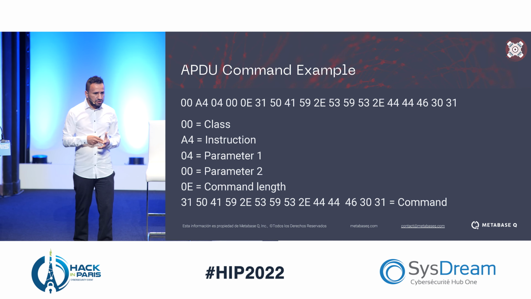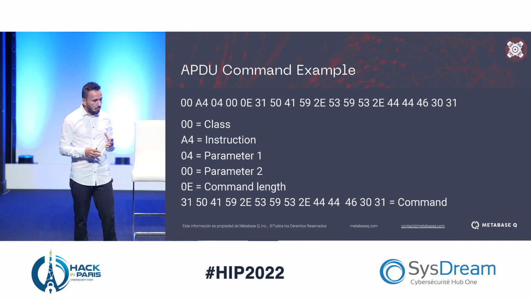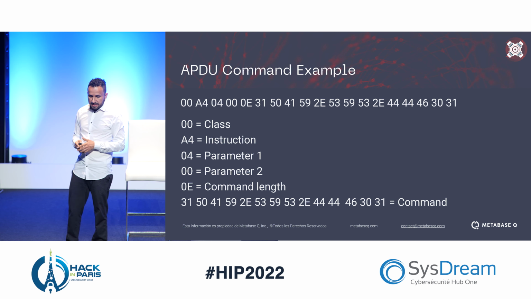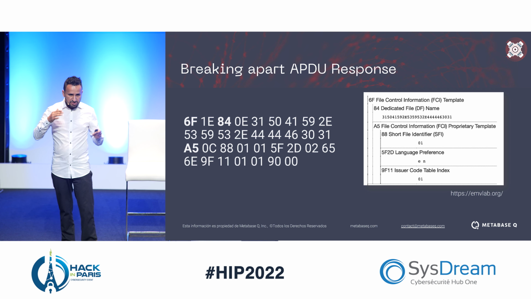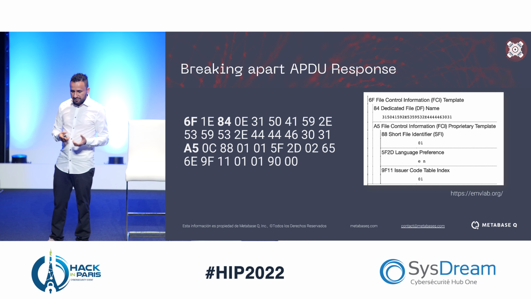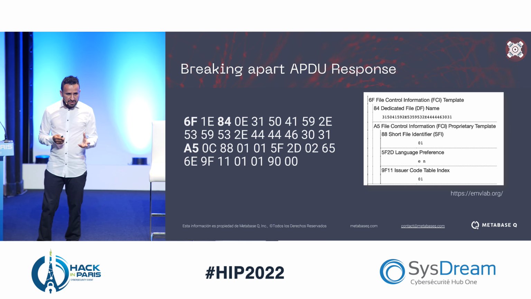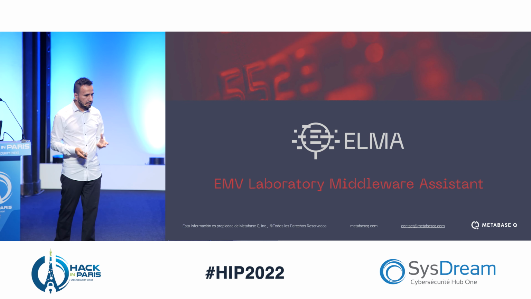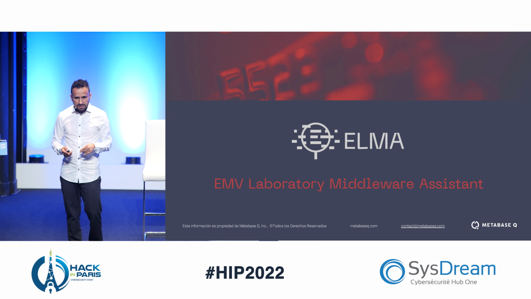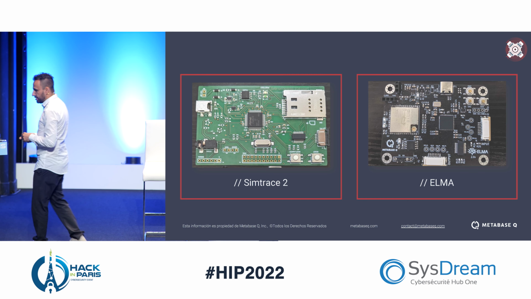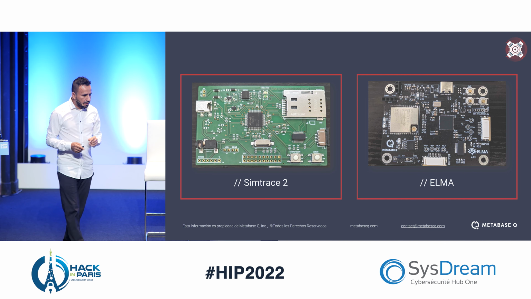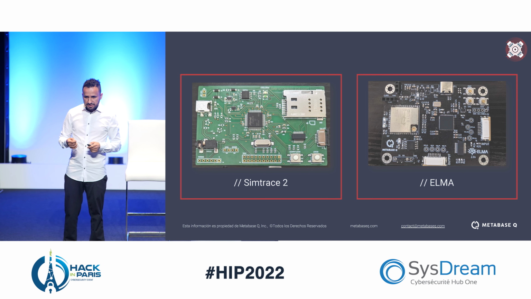We can start digging into the data to know what exactly is inside. For example, in this response, we can know the dedicated file name, which is a structural protocol, what kind of language preference is in the communication, and different types of styles. We can use a decoder like emvlab.org to take the card's response, put it in the website, and it's going to decode it for us, implementing the TLV decoding process, which is tag, length, value. All this process you need to do manually.